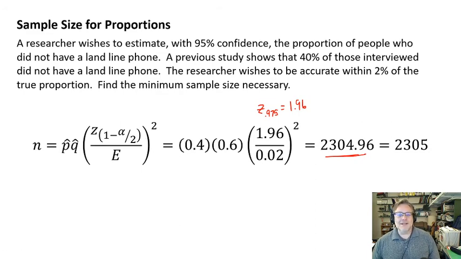Okay, but what's true about samples? They have to be whole numbers. It's got to be bigger than this. So our minimum sample size is 2,305. We had to round up. We always round up. So you can see we just extracted some information from this problem here, and we calculated the necessary sample size by simply stating the formula, plugging things in, and simplifying and rounding up.